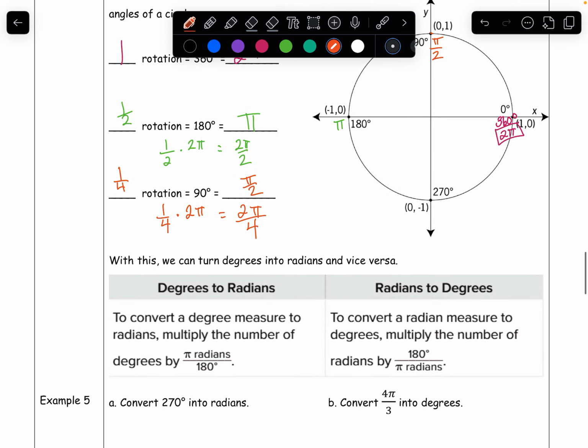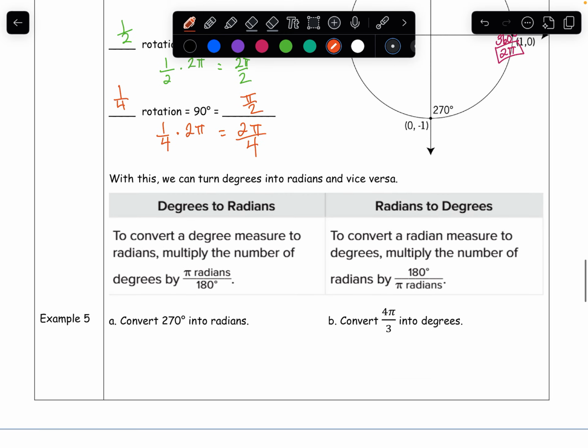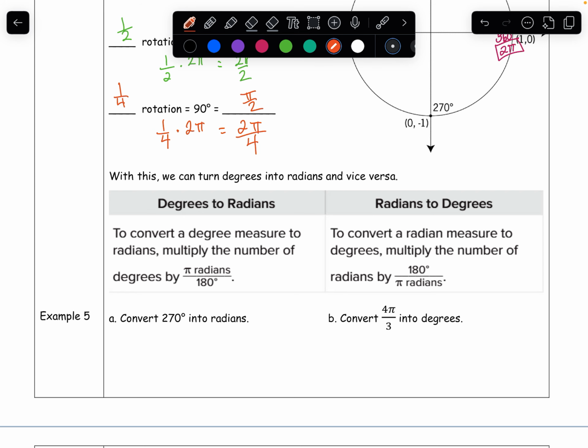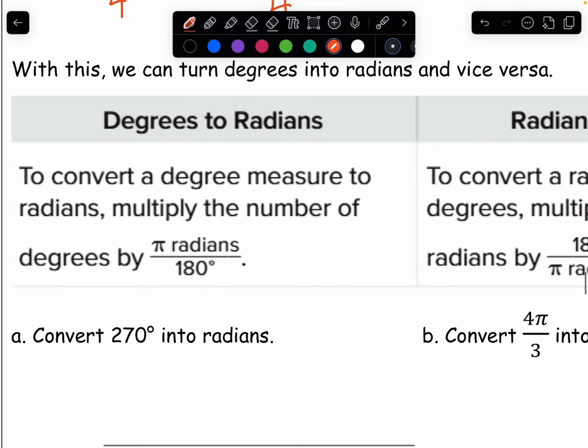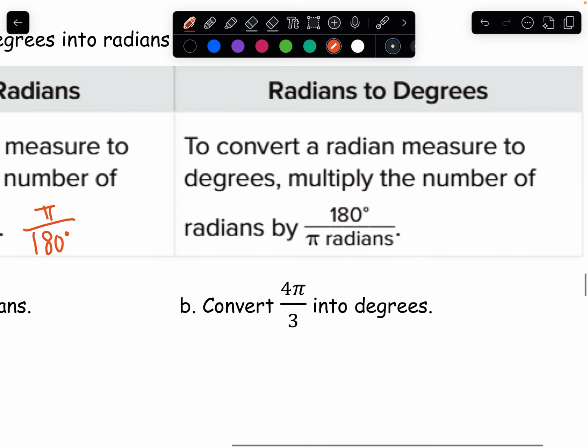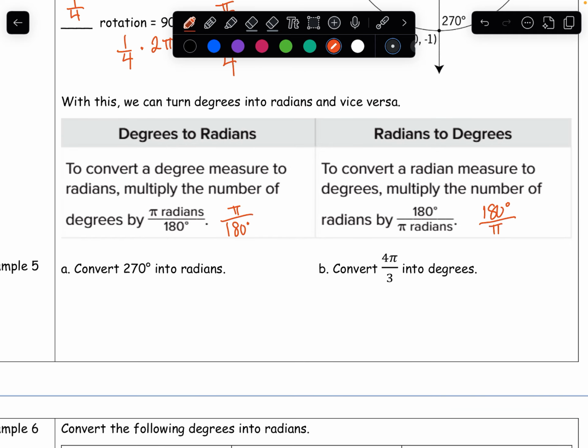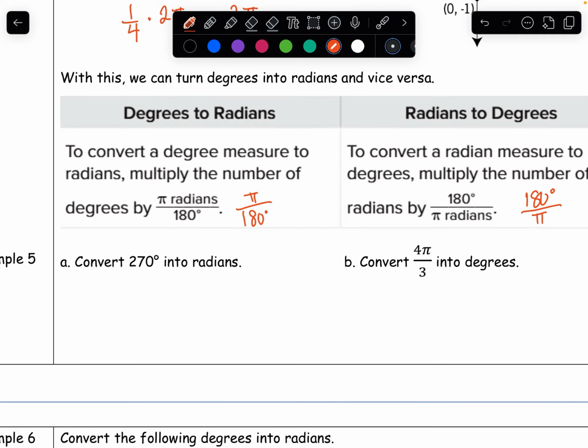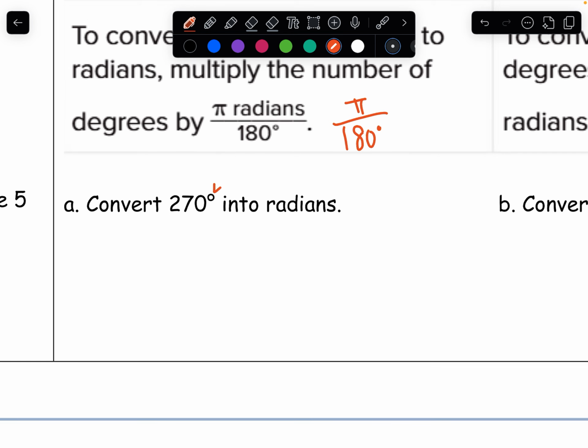So with this, we can actually turn degrees into radians and vice versa. To convert, we are going to do pi radians over 180 degrees. And if we want to turn radians to degrees, we do 180 degrees over pi. What helps to figure out which fraction you're using is to think about what you want to cross out. We want to cross out that degree sign, and this kind of brings in chemistry. So if we want to cancel that out, we want 180 degrees on the bottom. That's why pi goes on the top.